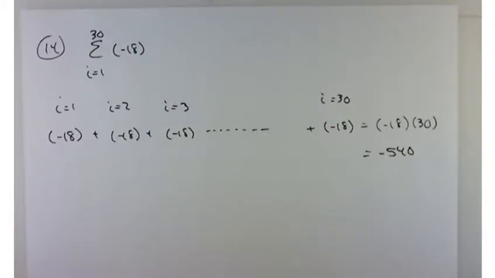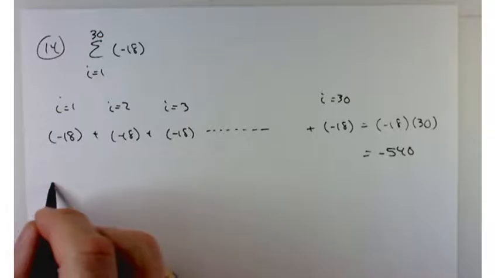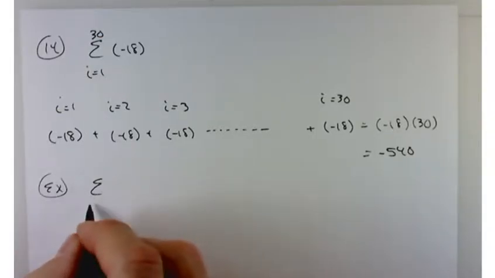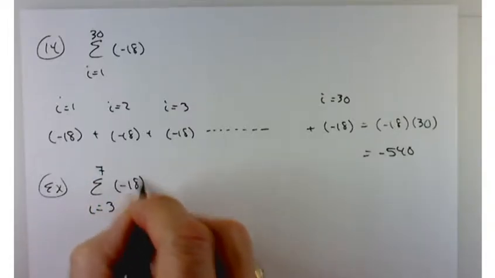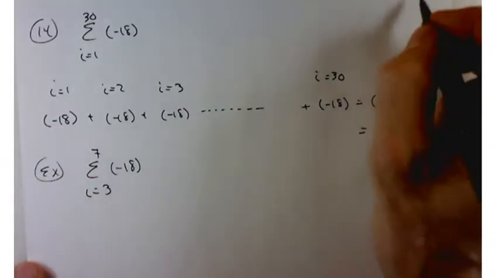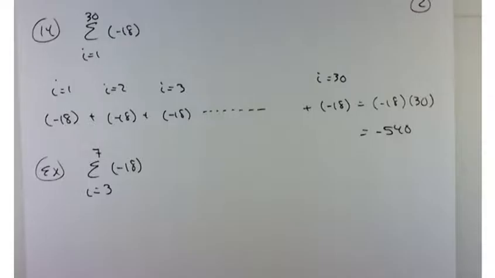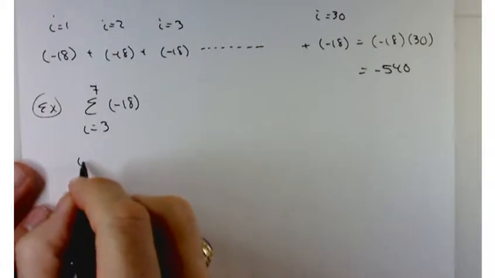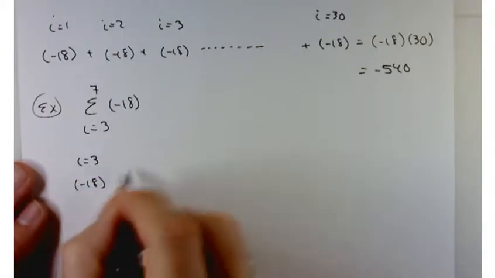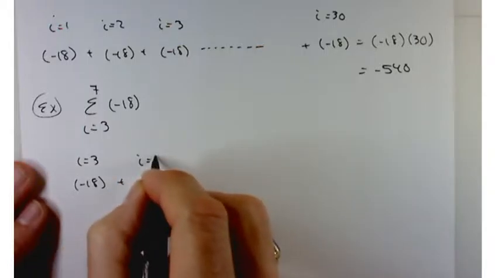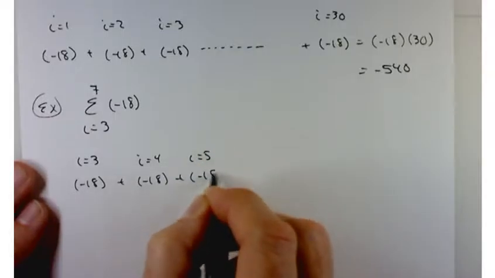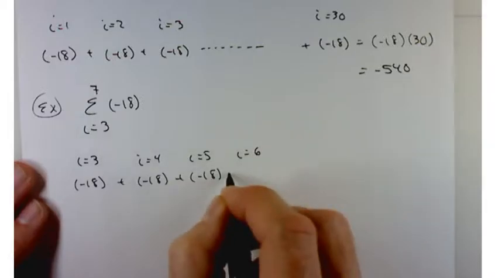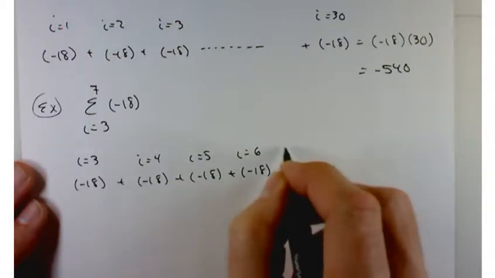What if, and kind of as a nice follow-up to that, what if I gave you the sum from I equals 3 to 7 of negative 18? Now what would you get? Well, here's the rub. Let's take a careful look at this. At I equals 3, we got negative 18 plus I equals 4, negative 18 again. So I equals 5, I equals 6, and then I equals 7.